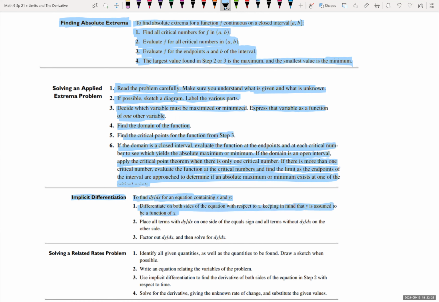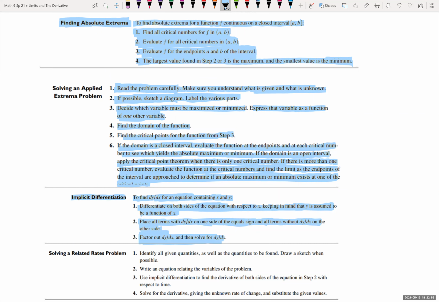So we had to use the chain rule whenever we took a derivative with respect to y and tack on that dy/dx. Place all terms with dy/dx on one side of the equal sign, and all the terms without dy/dx on the other side. We can solve for dy/dx by factoring out dy/dx and then dividing both sides by whatever that factor was, so you get dy/dx by itself.